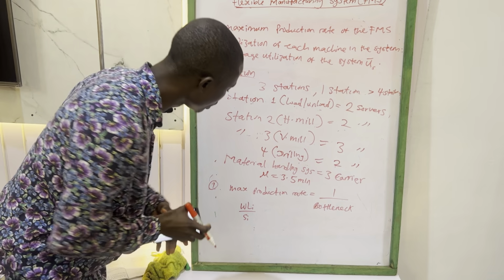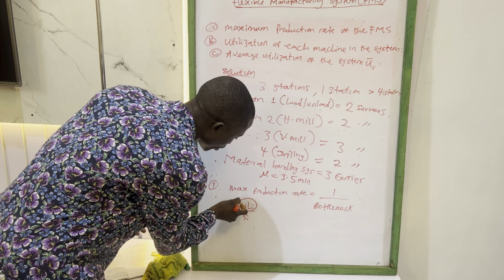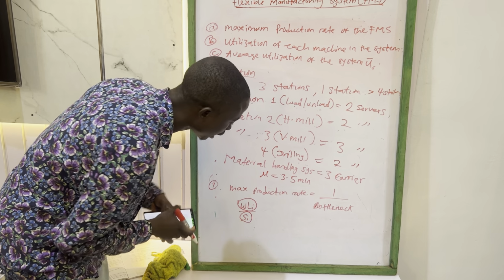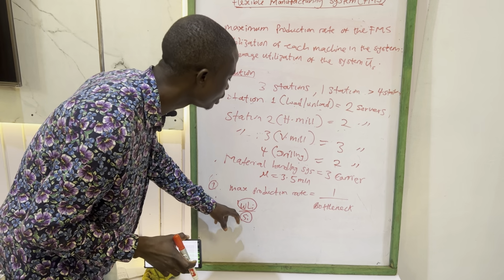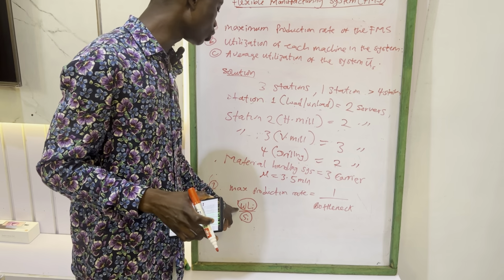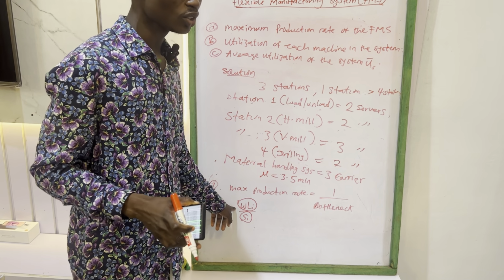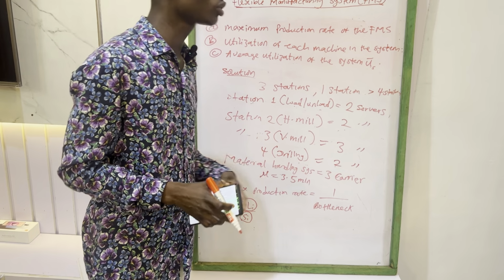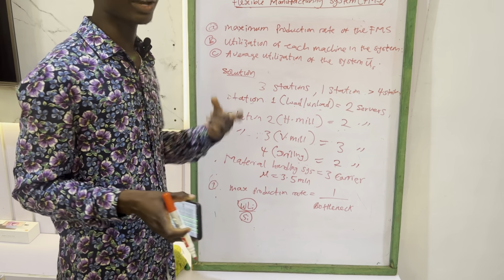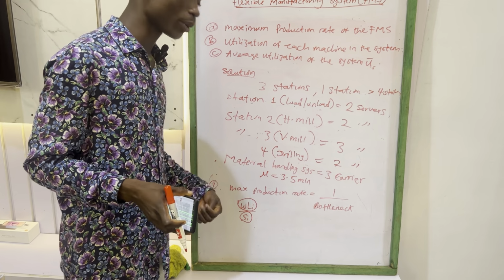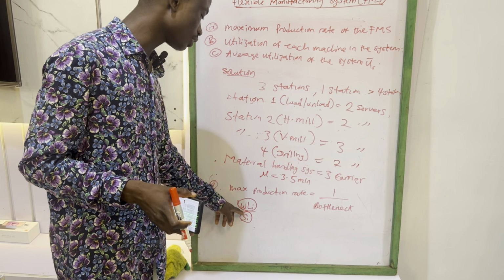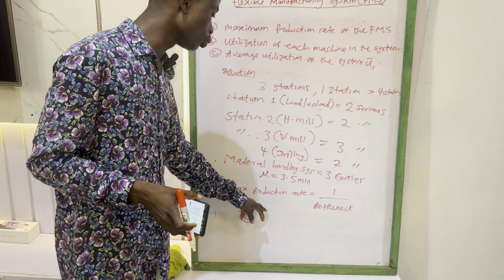That is the total operating time over the number of servers. That's the WL_i ratio. That will give us the machine with the highest time. Like I said, the bottleneck is the slowest part of the system. So for us to know the slowest part of the system, we need to identify the machine that will take the maximum time. In order for us to know that, we use WL_i over S_i.